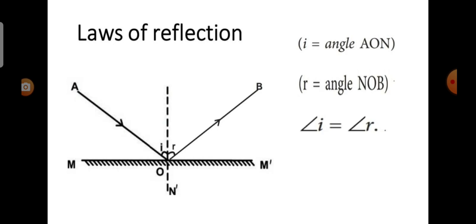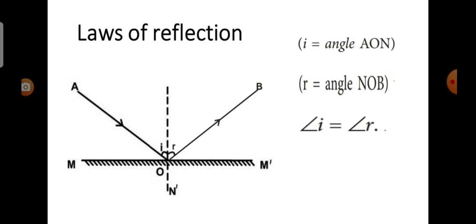Consider a plane mirror M dash as shown in the slide. Let AO be the light ray incident on the plane mirror at O. The ray AO is called the incident ray. The plane mirror reflects the incident ray along OB. The ray OB is called the reflected ray. Draw a line ON at O perpendicular to M dash. This line ON is called the normal.